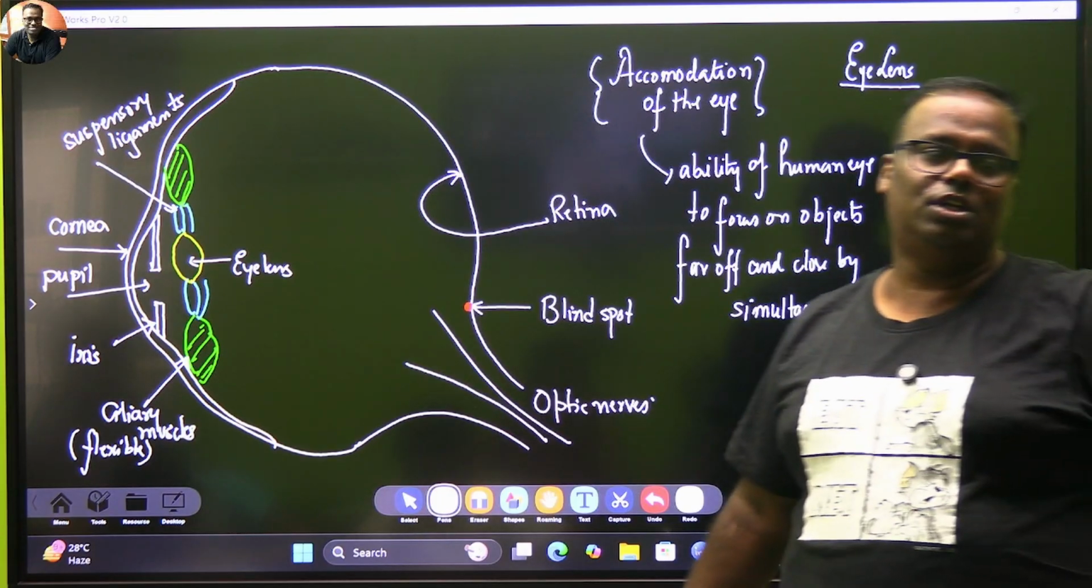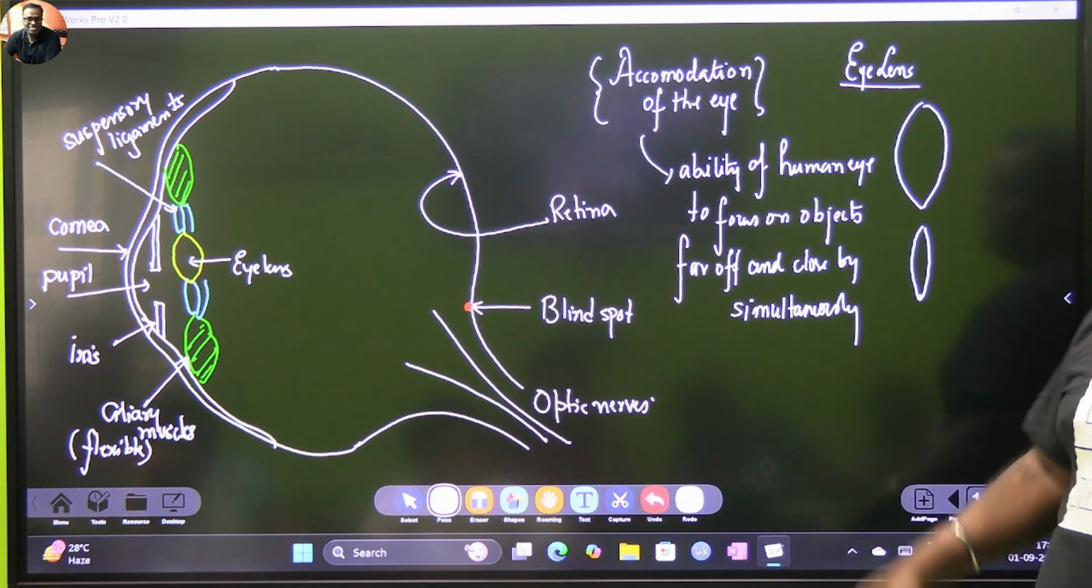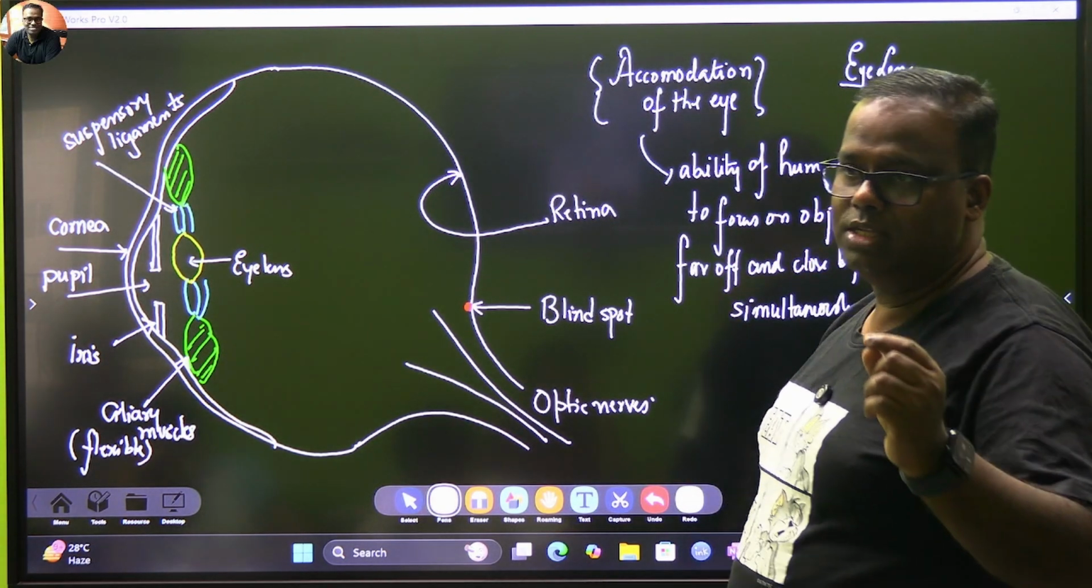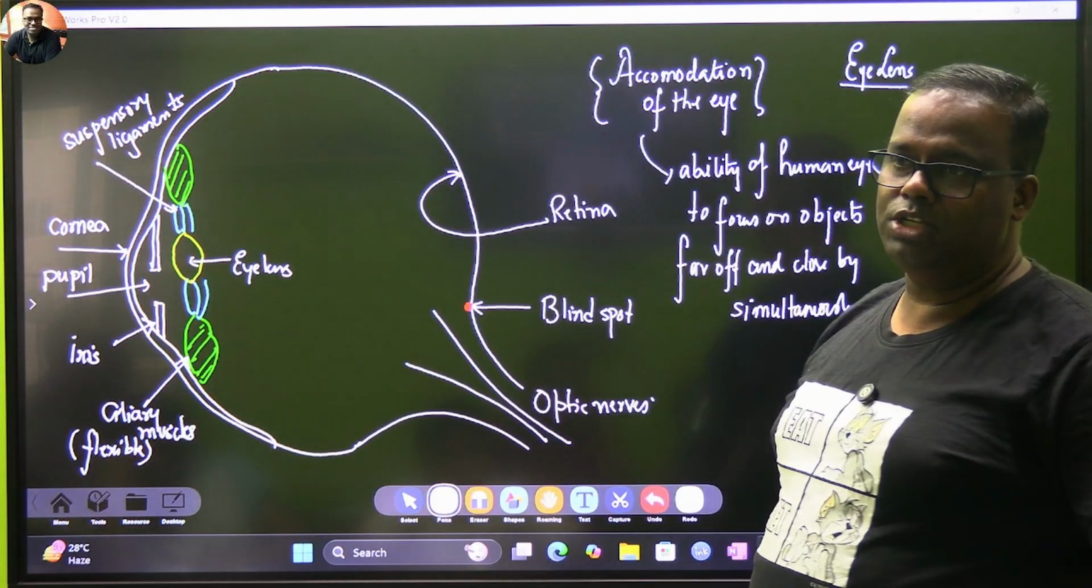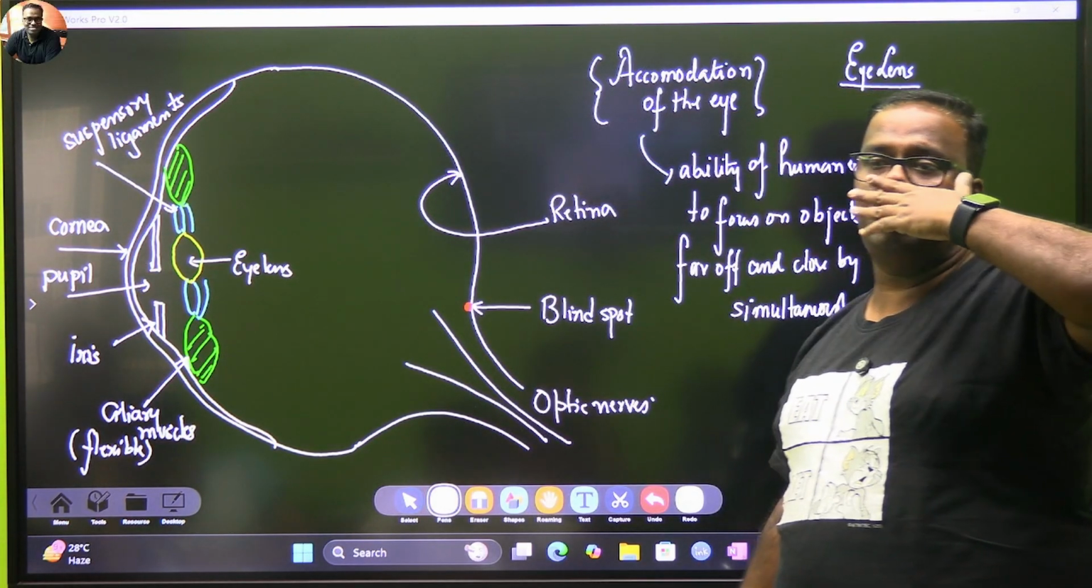If you focus on the crowd, then the batsman starts becoming blurred. So the camera cannot do that as fast as the human eye can. We learned one more thing, which is known as accommodation of the eye. Accommodation of the eye means the ability of the eye to see something far off and something close by simultaneously.